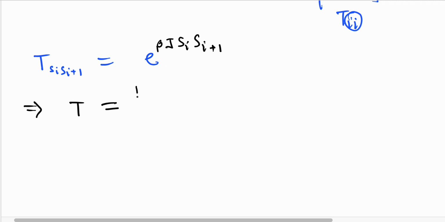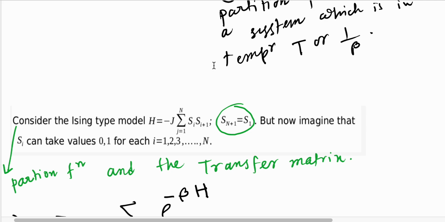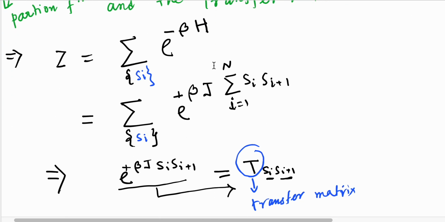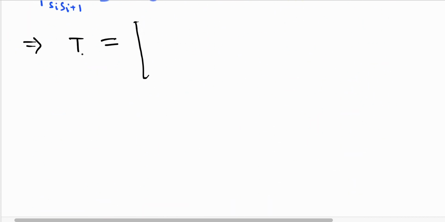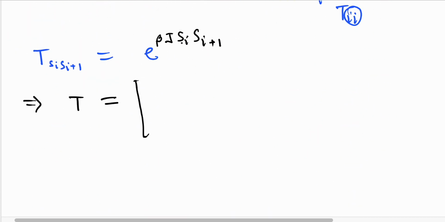Then we can write the whole matrix T by using the values of S_i and S_{i+1}. What values S_i and S_{i+1} can take has already been given in the question: S_i can take the values 0 and 1. So let's put those values 0 and 1. If we put both values 0, this will become e to the power 0, which is nothing but 1.